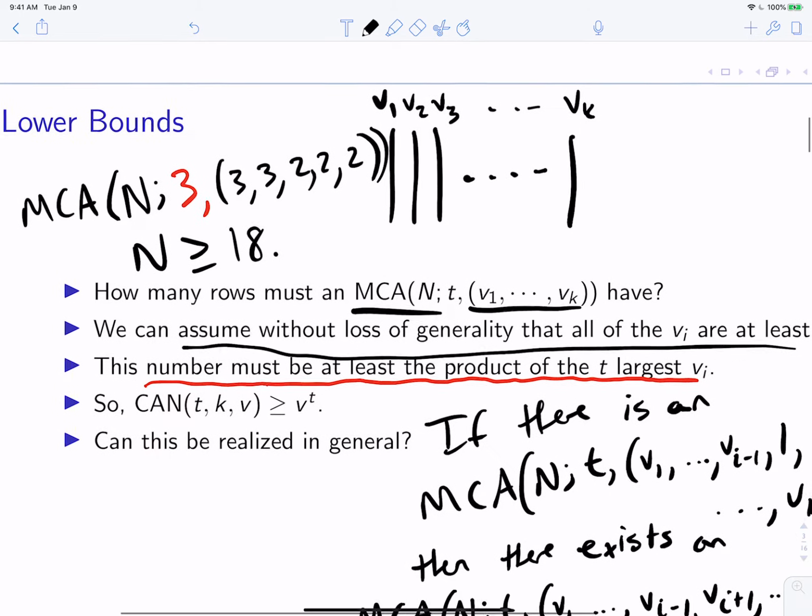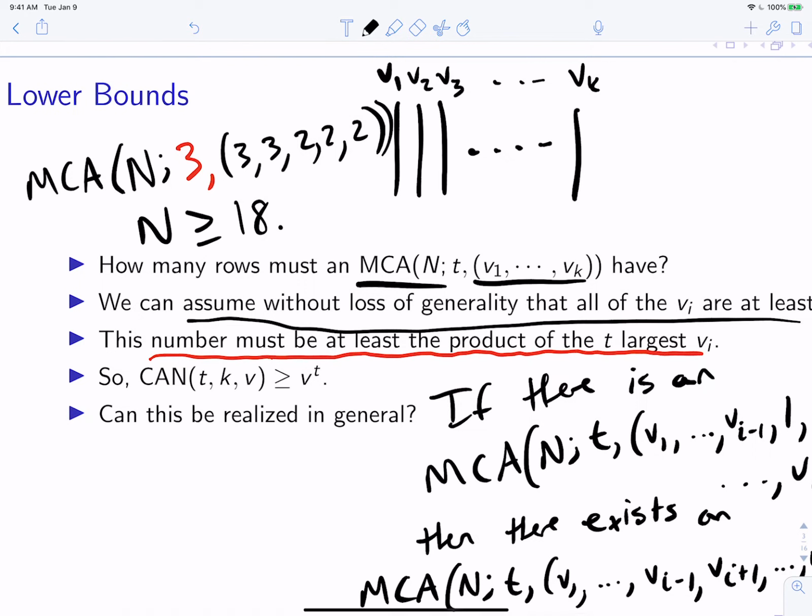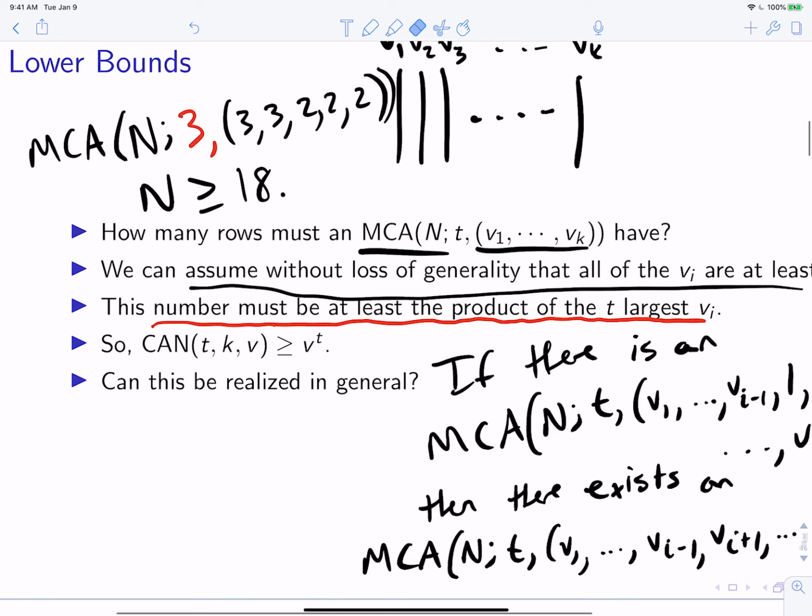Okay. So all we're really doing here is just figuring out what the minimum possible number of rows is. We're not determining the exact value. We're not trying to get a better estimate. We're just doing the absolute minimum number of rows possible. So why can I say then that the covering array number, where we have the same number of values in every column, is at least v to the t?